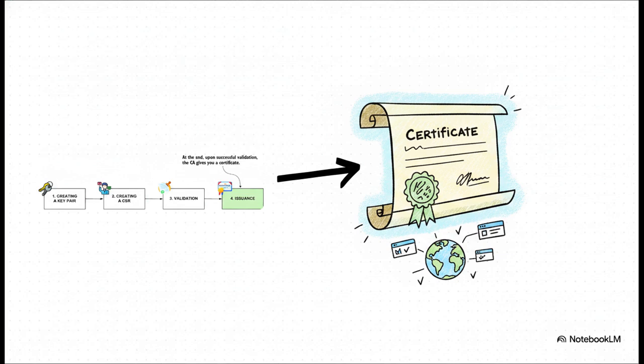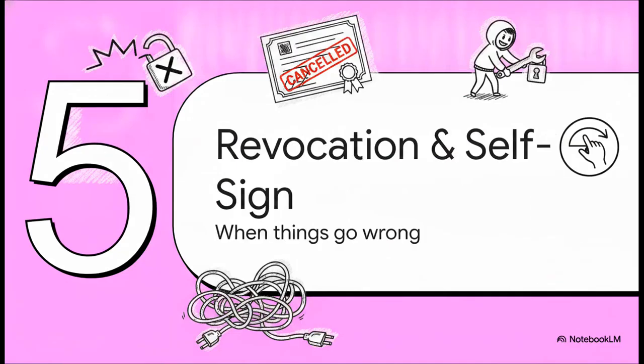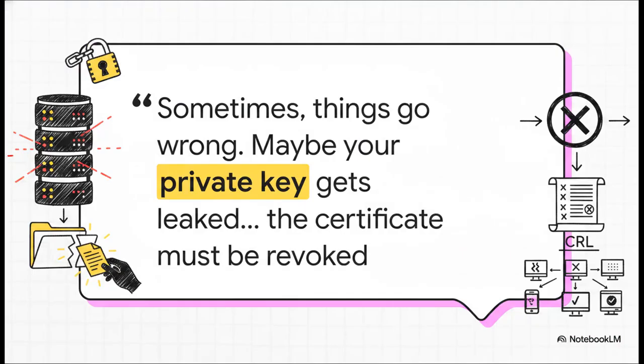You can now proudly present this certificate to the entire world, and web browsers everywhere will trust it unconditionally simply because they already trust the big CA that signed it. All right, let's move into Section 5, revocation and self-signing. Because we have to ask, what happens when things go wrong, or when developers try to take shortcuts? Let's talk about the absolute worst-case scenario.